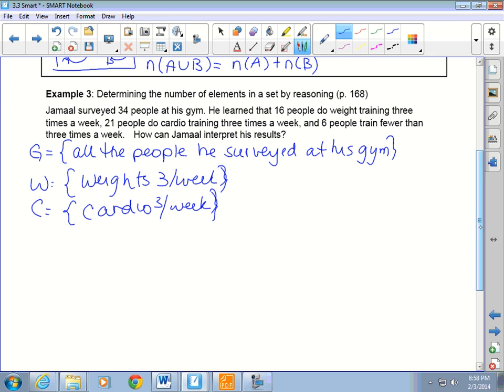Okay. So to start with, we know that there were 6 people that trained fewer than 3 times a week. If there's 34 people in total, and of those 34, 6 of them didn't do this 3 times a week, that means we have 28 people who do this at least 3 times a week. Not 24, 28. Sorry, can't subtract. So that means the number that do weights or cardio is 28.